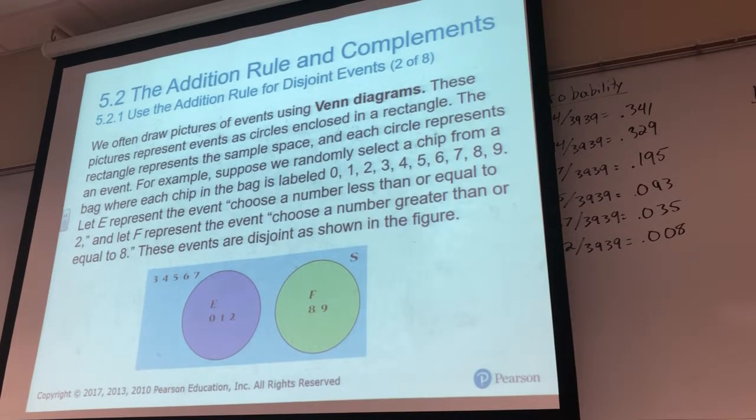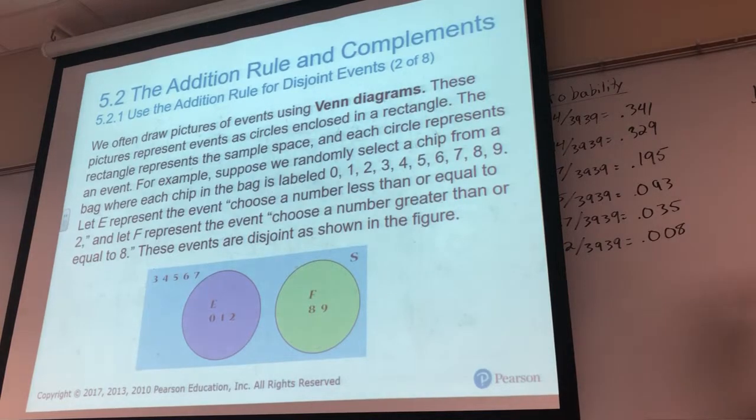Yeah, so we've got 3 numbers out of 10. That's 0.3. And then if we look at the probability of F, what's the probability that we get a digit that's greater than or equal to 8? 2 out of 10, which is 0.2.